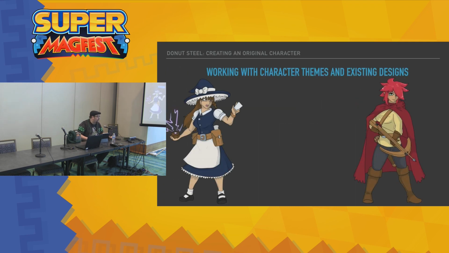All right. So, working with characters and themes and existing designs. It's perfectly normal to take an existing archetype or design and put your own spin on it. Sonic wouldn't have his super form if it wasn't for something like Dragon Ball Z. One thing inspires the other. Perfectly normal. Was anybody at the Sonic OC panel that happened earlier?